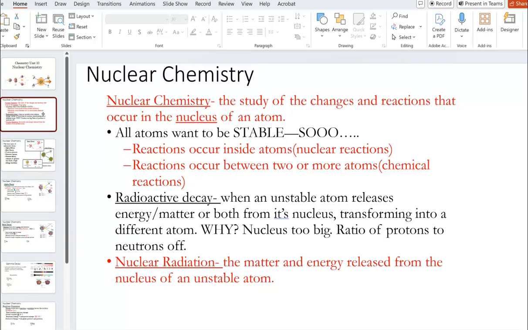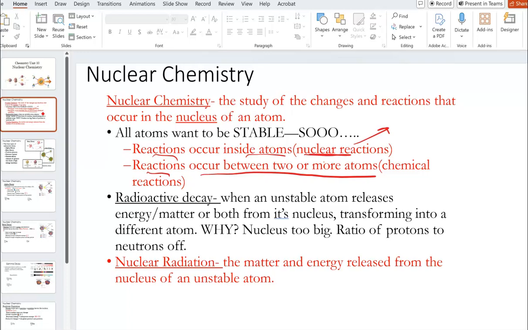Atoms that are larger than iron are usually going to have a bigger nucleus. Of course, they're going to have more protons and more neutrons, and that is going to make the nucleus of the atom unstable. So nuclear chemistry is the reactions that occur inside of the atoms, and we are going to work on that today. These are nuclear reactions for nuclear decay. In the first semester, we did reactions that occur between two or more atoms. Now we're going to look at the reactions that happen inside of the nucleus.